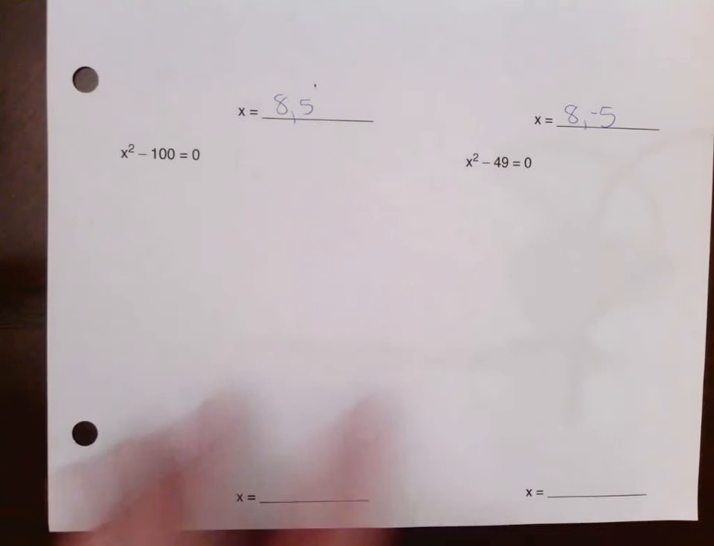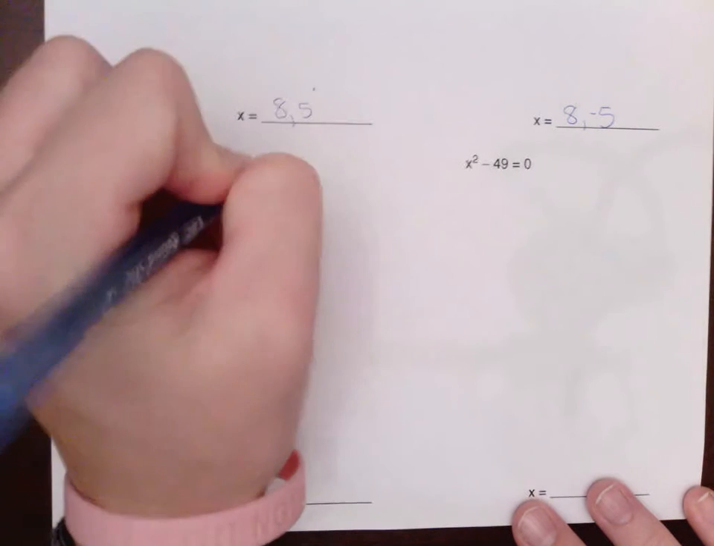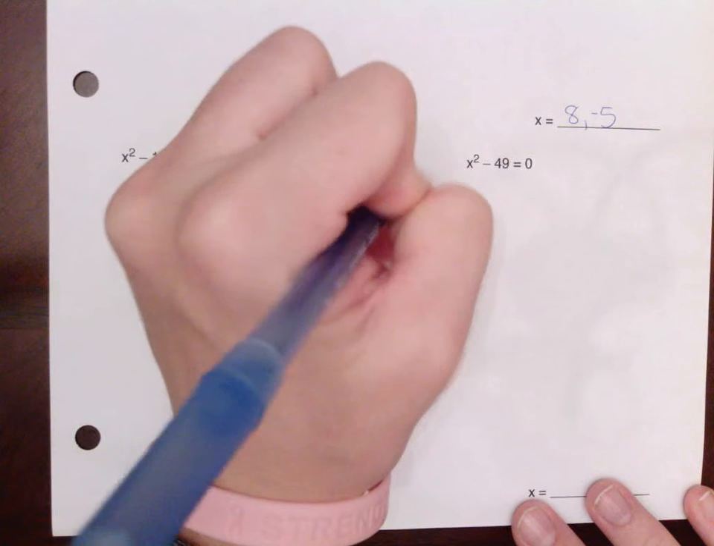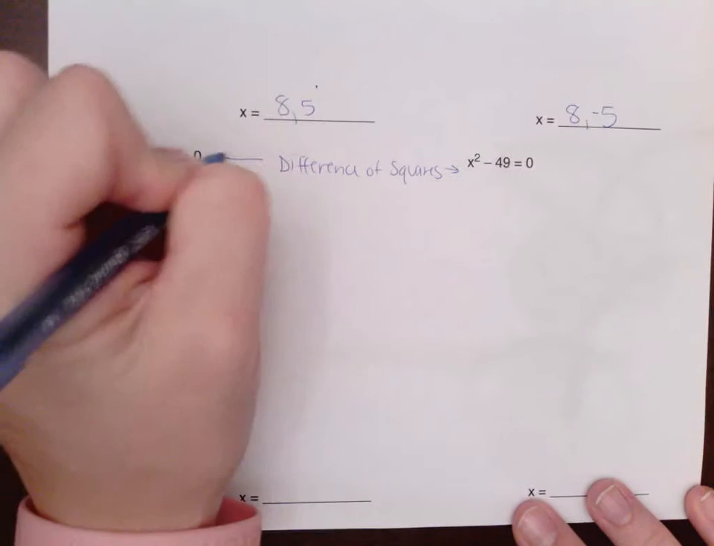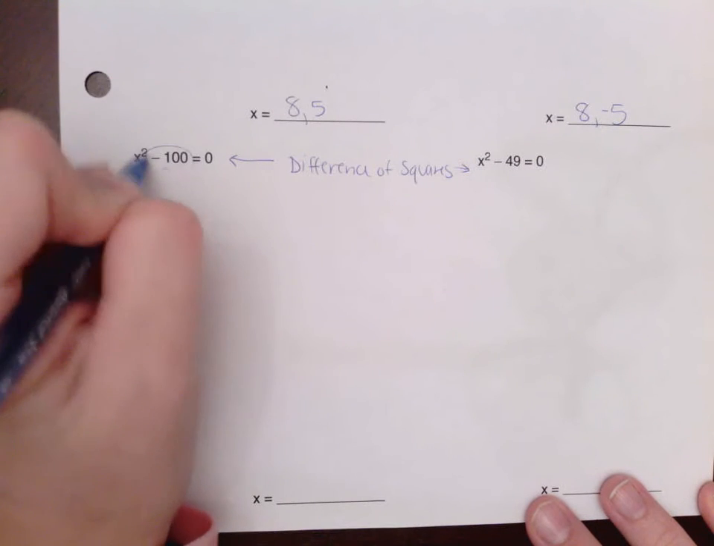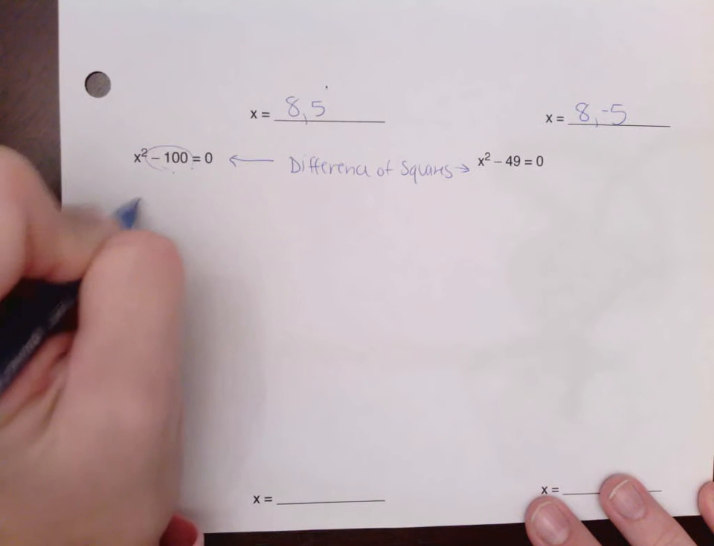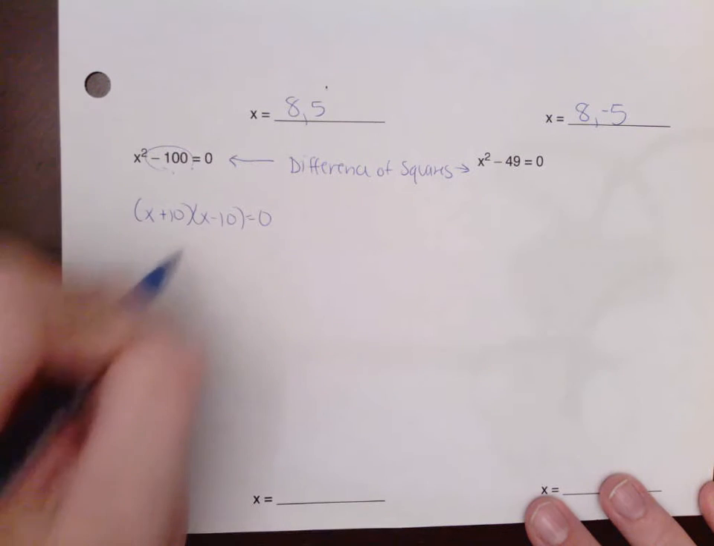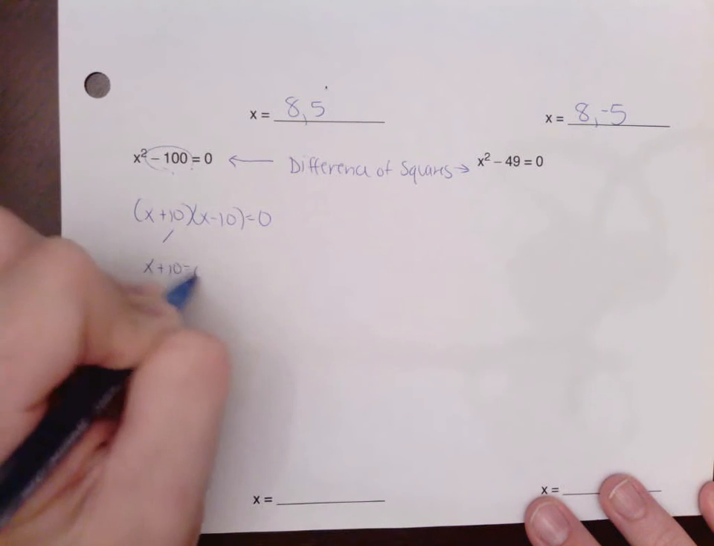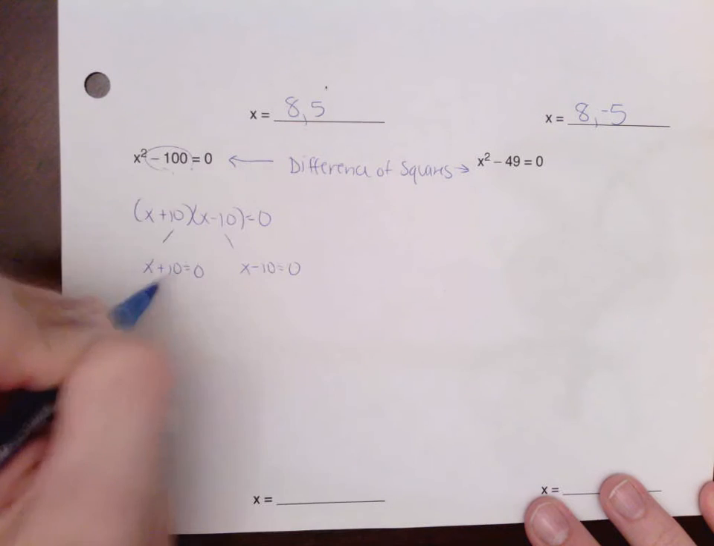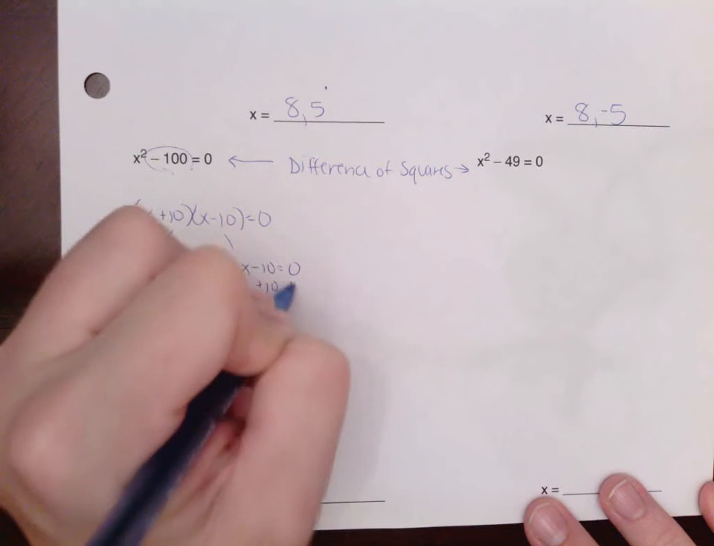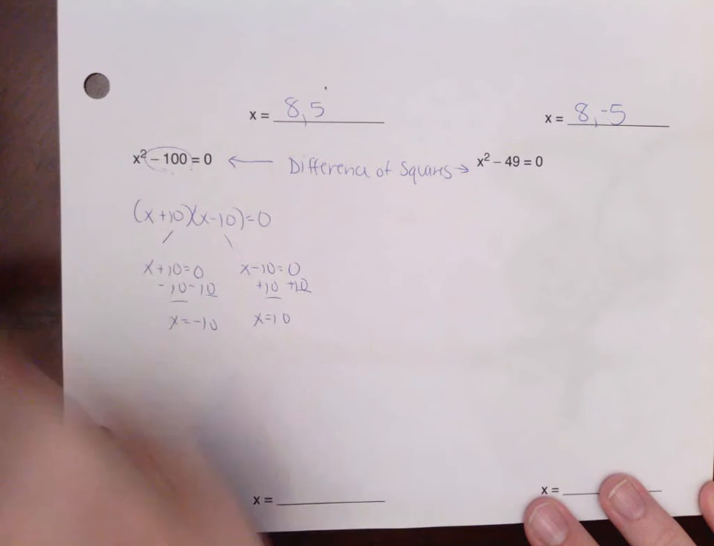This is one of our special cases. Our b term is missing. We call this the difference of squares. Actually, both of these are difference of squares, which means when we factor this, we need factors of negative 100 that add to 0. 100 is a perfect square, so that's going to be x plus 10 times x minus 10 is equal to 0. X plus 10 equals 0. X minus 10 equals 0. Solve, you get negative 10, and here you get positive 10.